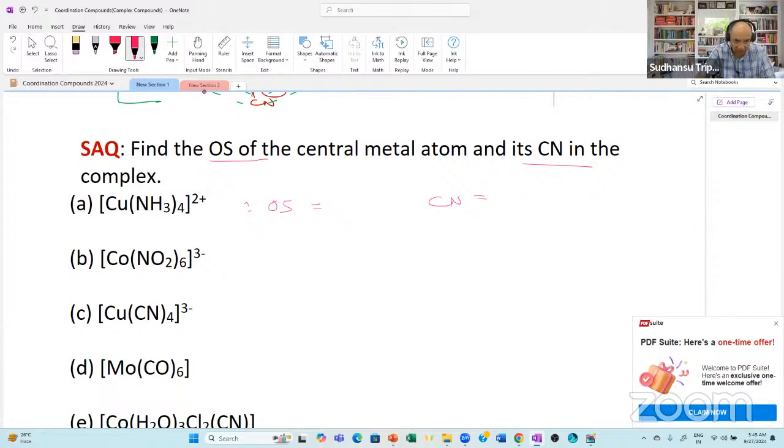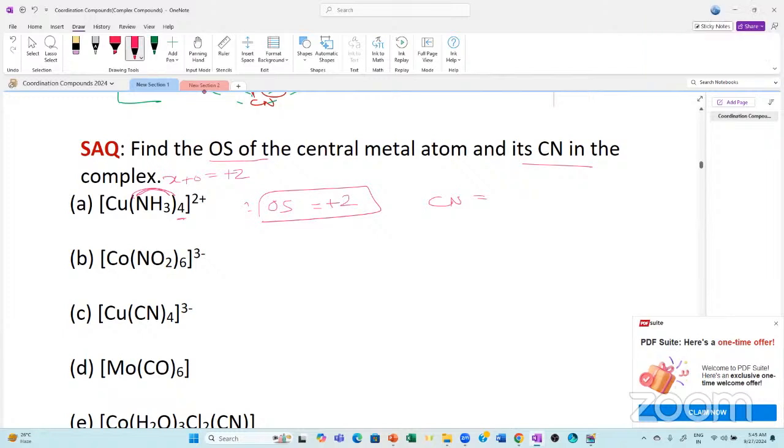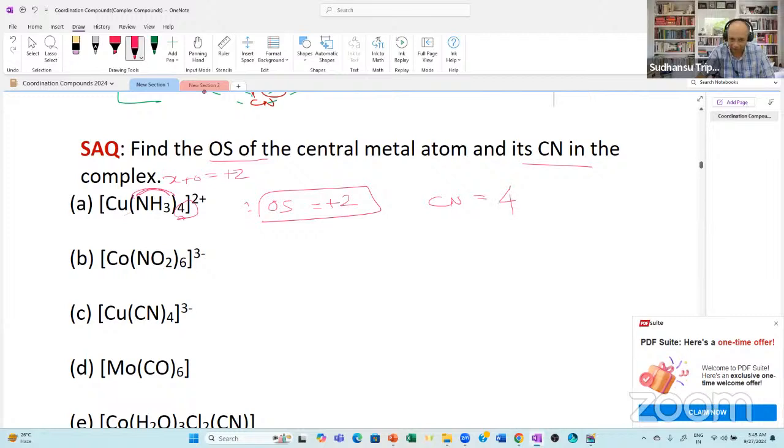How much? Since ammonia is a neutral ligand, no charge, and the whole net charge is +2, x plus 0 is equal to +2, so the central metal atom also is in the +2 state. And what is the coordination number? Quick. 4. How many ligands are attached? 4. Tell me the second one.